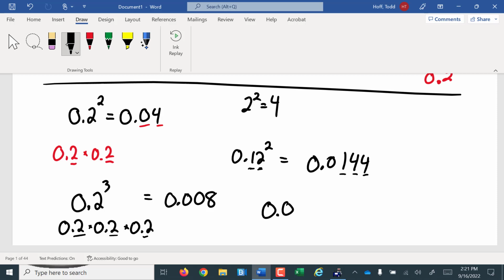If it were 0.02 to the power of 3, well, 2 to the third power is still 8. How many decimal places does this have to have? Careful. 6. So 1, 2, 3, 4, 5, 6. It needs 5 zeros between the decimal point and the 8, but it has to have 6 total decimal places.